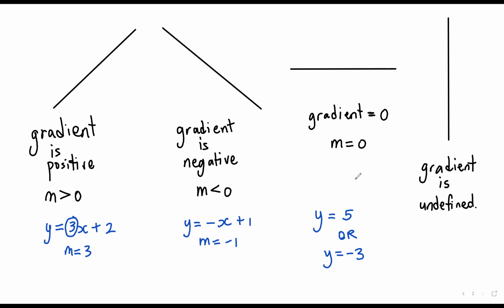equations of horizontal lines. And then for when the gradient is undefined, well, this is simply going to be x is equal to any value, right? So like it could be x is equal to 10, for instance. It means it's going to be a vertical line passing through the x-axis at 10, right?